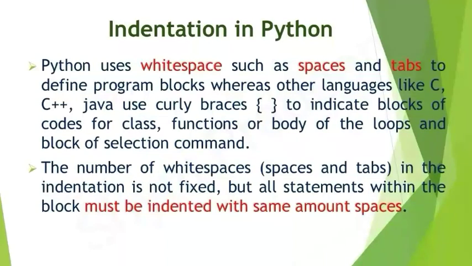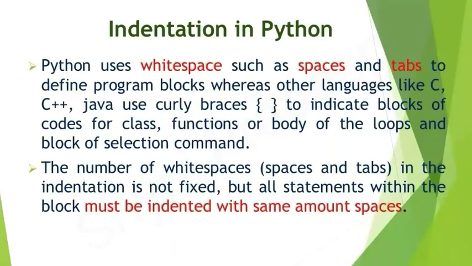Now coming to the next topic, indentation and comments in Python. First let us see what is indentation. Indentation is nothing but white spaces. How will you give white spaces? Using the space button and tab button from the keyboard. When you press the space button or tab button, you will get some white space, and the cursor moves from here to here. Giving white spaces to program blocks is called indentation.